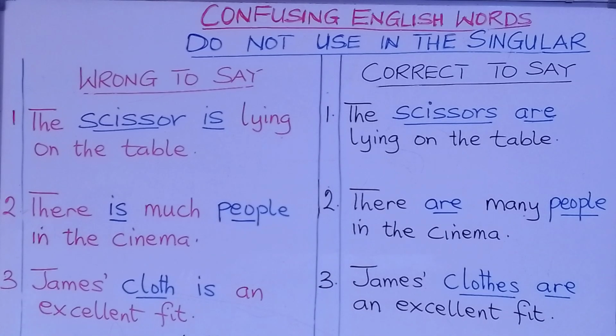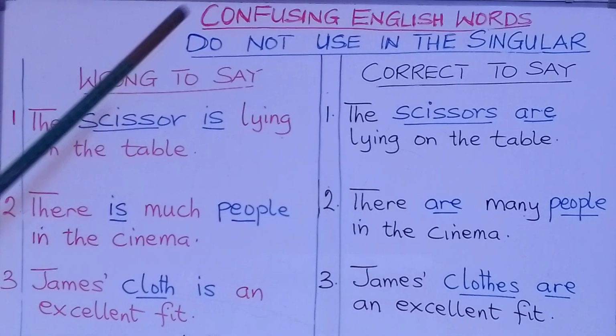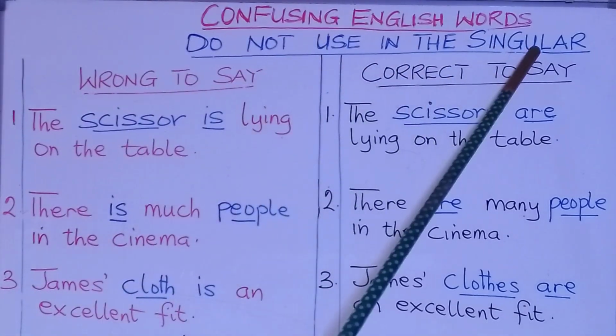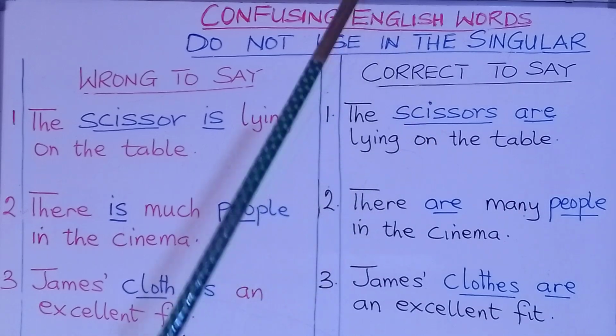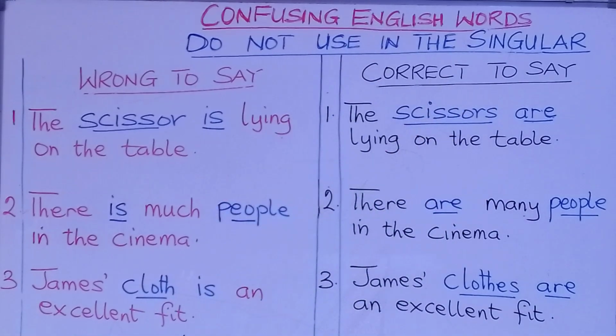And so, that is that as we see it. Now, let's go back to revise. We say confusing English words that we do not use in the singular. For example, we only use them in the plural. For example, scissors, trousers, spectacles, pliers. However, you can say a pair of scissors is. A pair of trousers is. Or 10 pairs of trousers are. Or 10 pairs of scissors are.